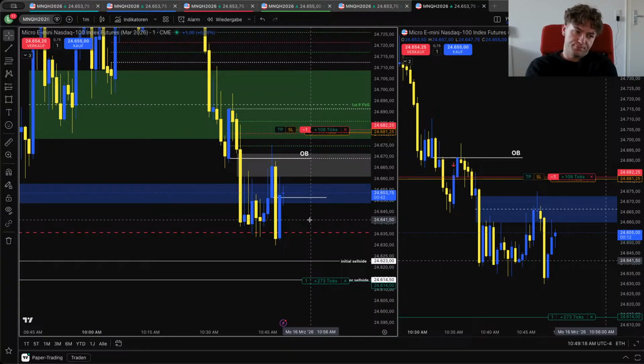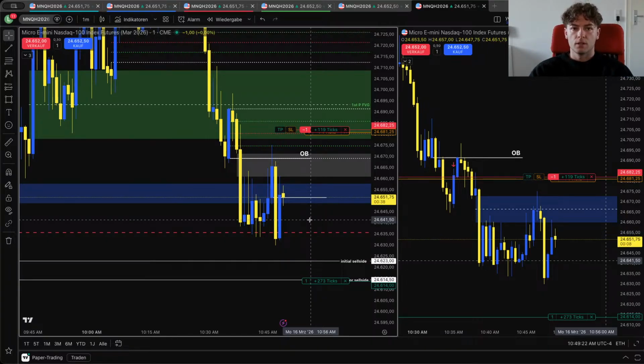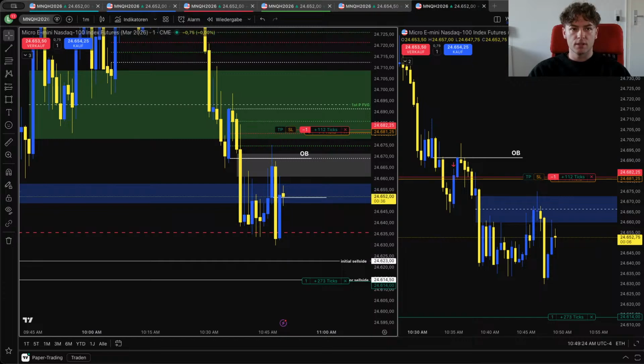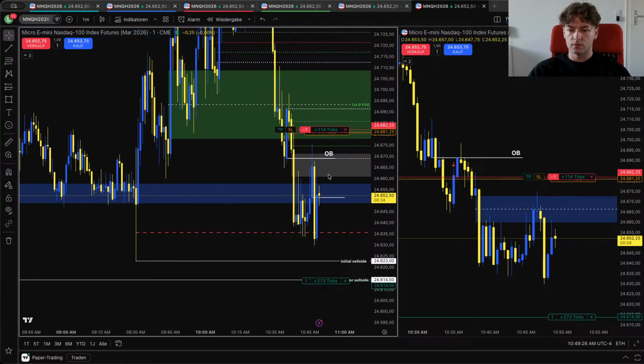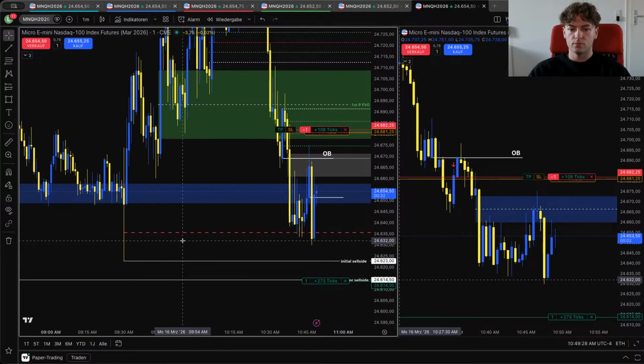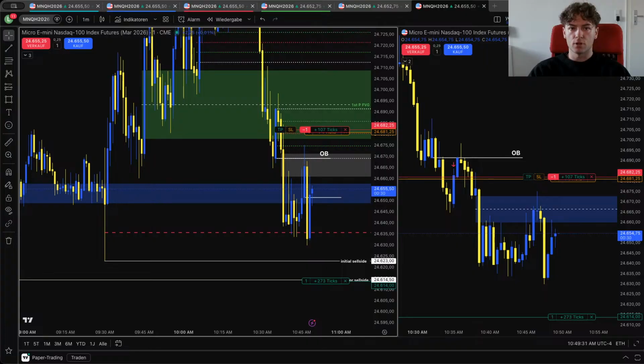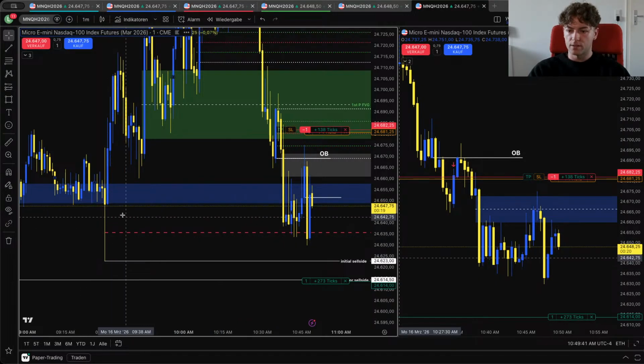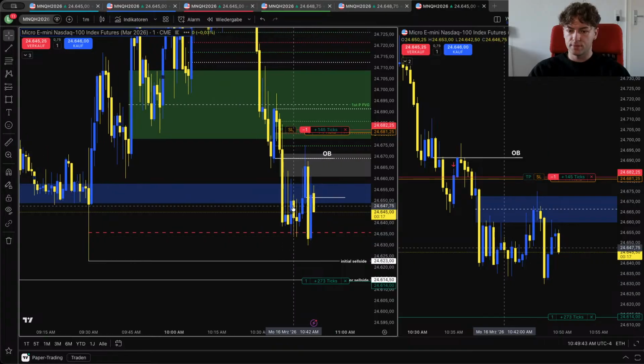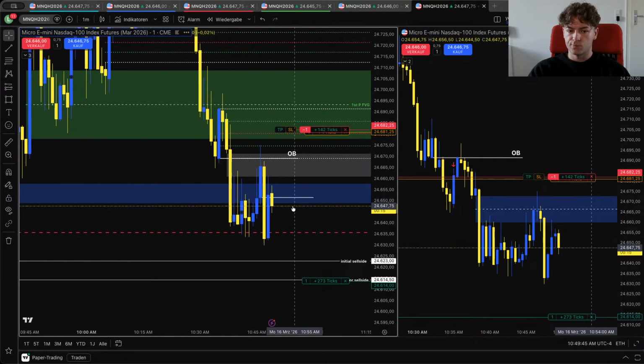So Dow already has taken out this low. So Dow's the weakest one. S&P more or less like NQ, meandering around inside of that wick's range. So let's see.